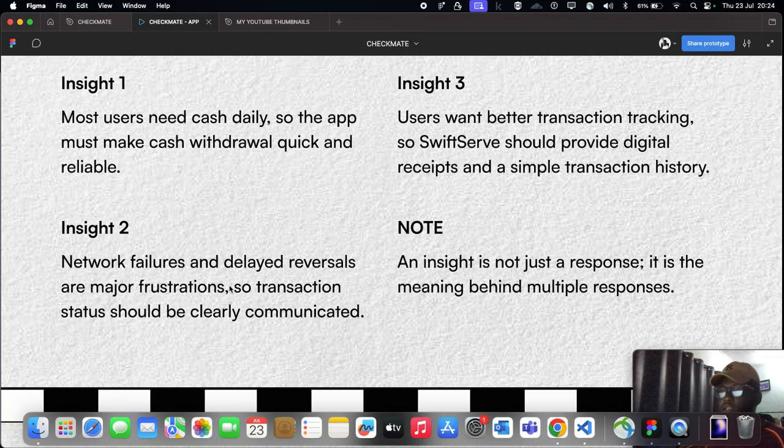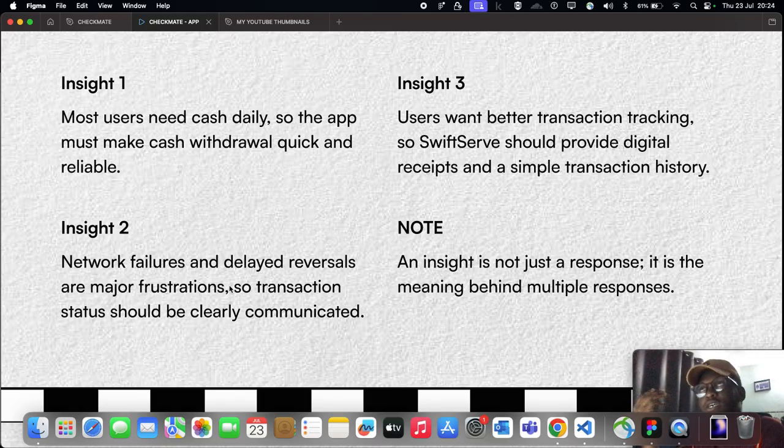So when we come here, we can realize that from what we have checked, network failure is a problem. Delayed reversal is also a major frustration for our users. So it means that in the app we are designing, transaction status should be clearly communicated. Let people understand whether it is working or not working, exactly where they are: whether it's pending, whether it's successful, whether it's declined. You get? It will help people understand what is happening or what is not happening. So we can also factor that in.